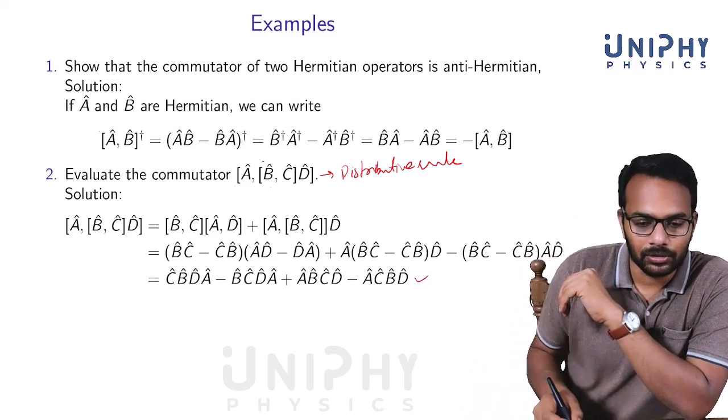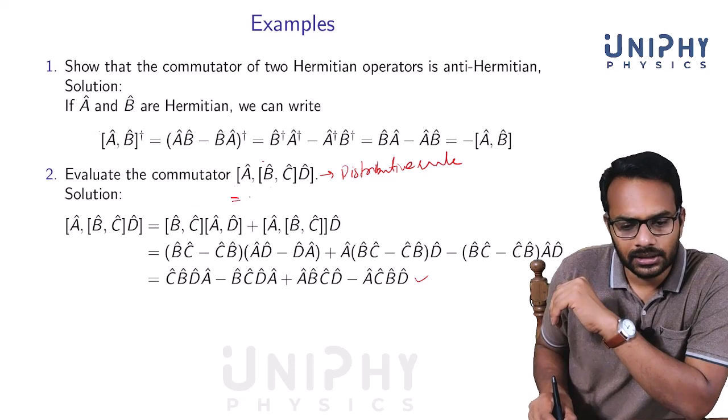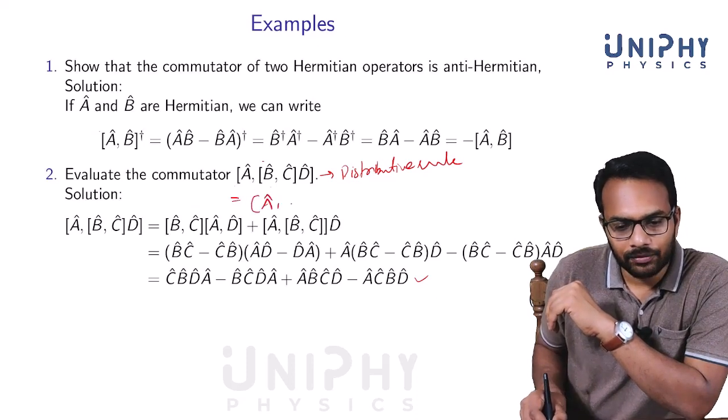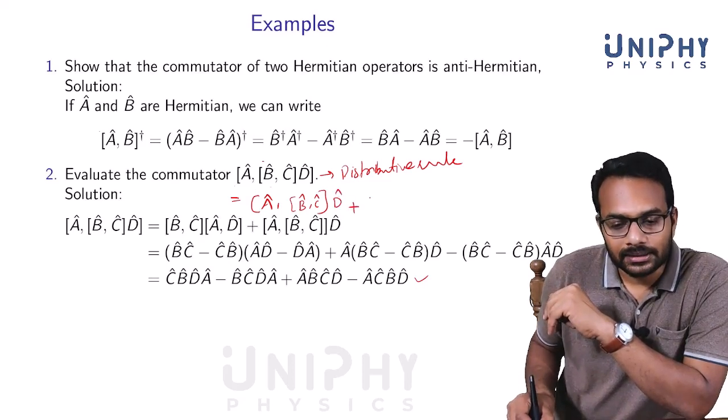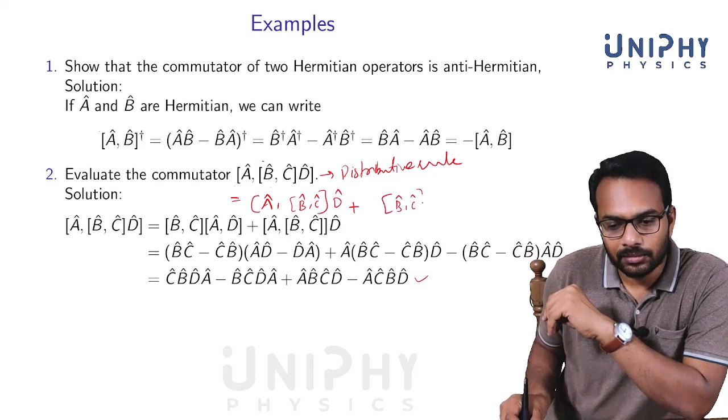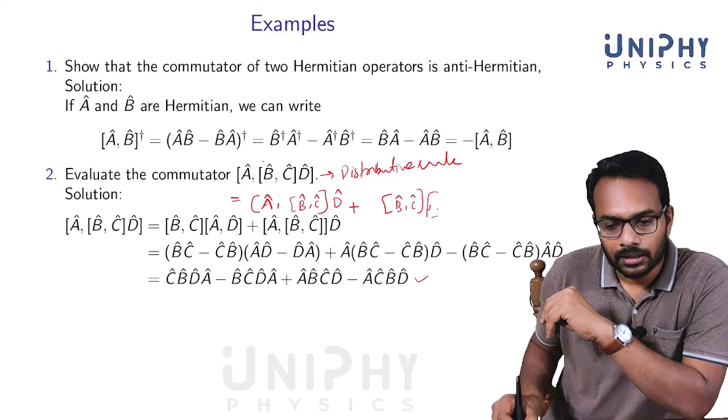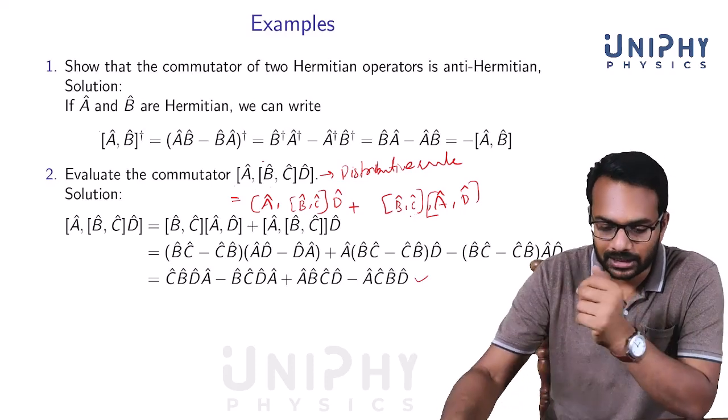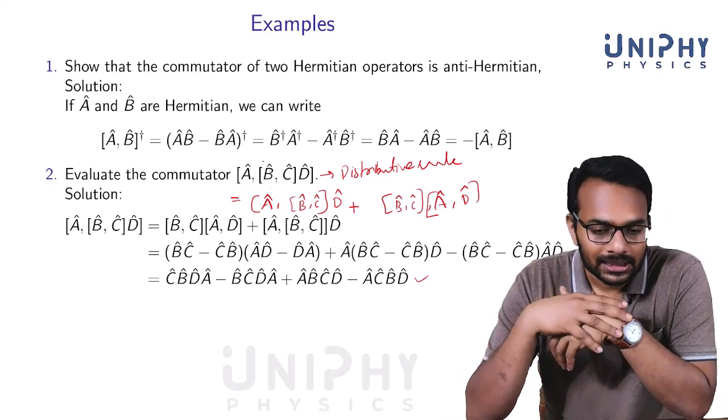Okay, maybe I'll do the first step here. You write this as the commutator of A with BC, multiplied by D, plus the commutator of BC multiplied by the commutator of A with D. Right, that's it. Now you expand it using the fundamental definition and you'll get to this answer.